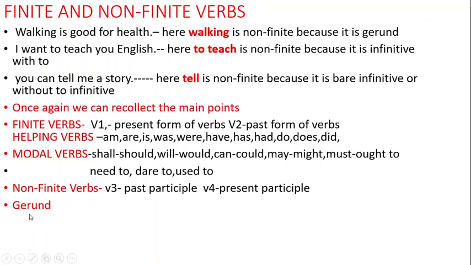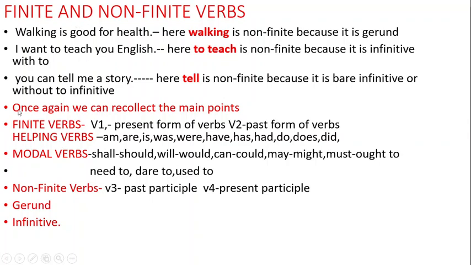And as you know, gerund, for example, walking is good for health. In this sentence, walking is a gerund because it is not a present participle of a verb; it is in the subject part of the sentence, that's why it is a gerund. Next, that is also non-finite. All gerunds are non-finite. And infinitives, as you know, we have two types of infinitive. One is the to-infinitive, another one is the bare infinitive or without-to infinitive. These are all finite and non-finite verbs.